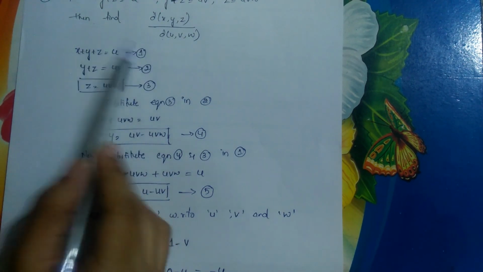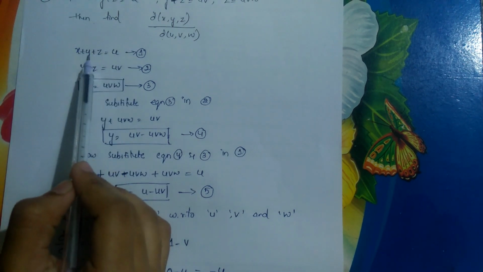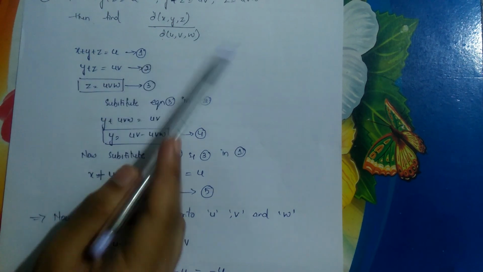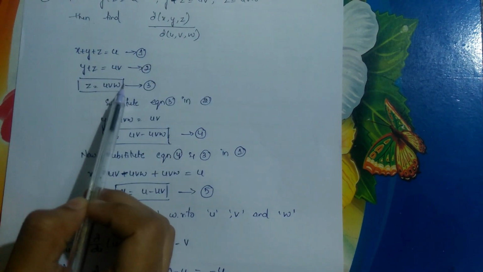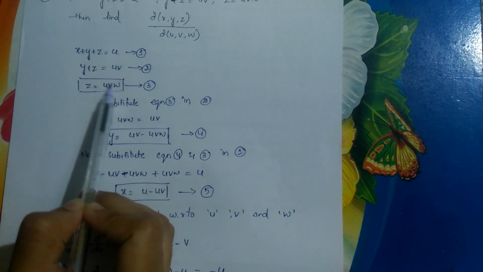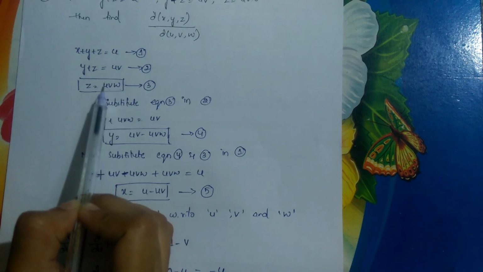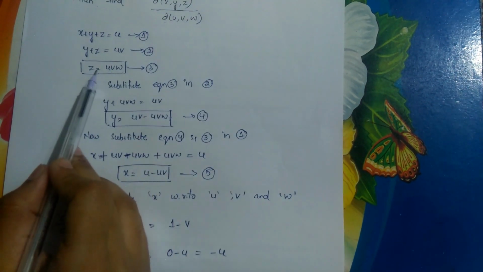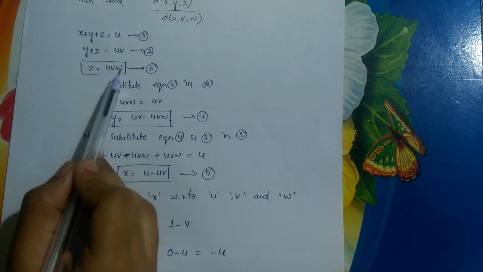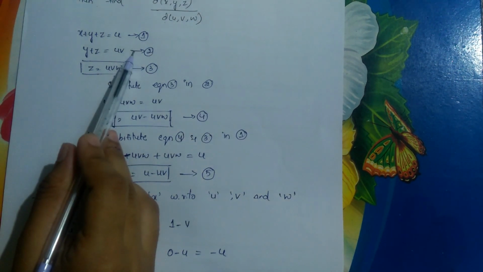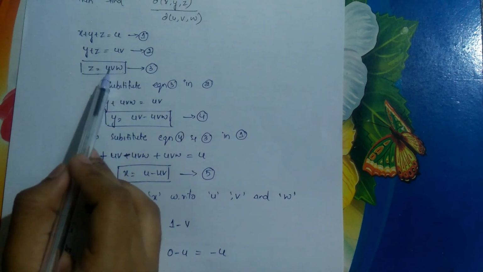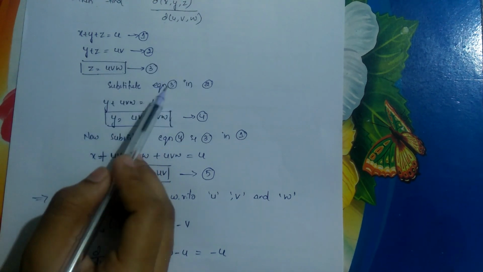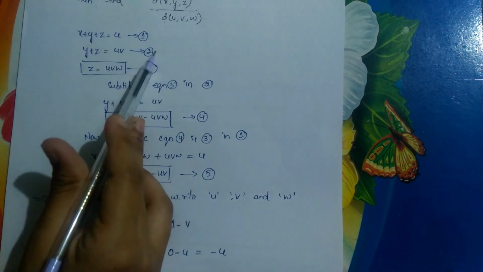Let this be the first equation, x plus y plus z equals u, and y plus z equals uv, then z equals uvw. Here, if you see the z variable, it's already in the form of uvw, so there is no need to convert z. Now substitute this z equation in equation 2. In the place of z, substitute uvw, then we get y in terms of u, v and w. So substitute equation 3 in equation 2.